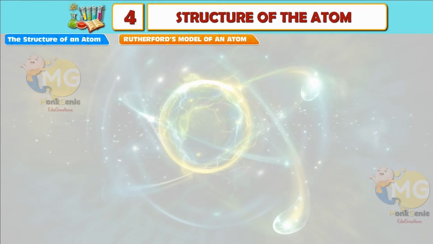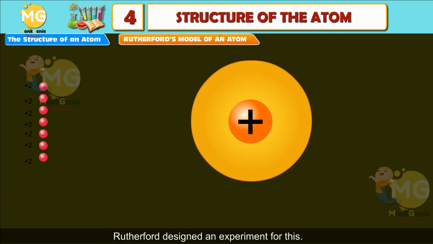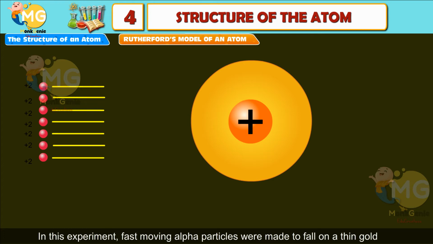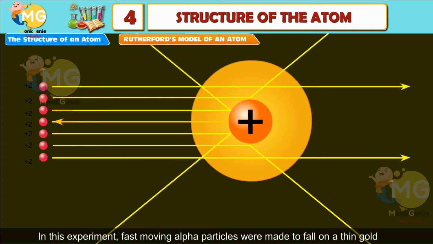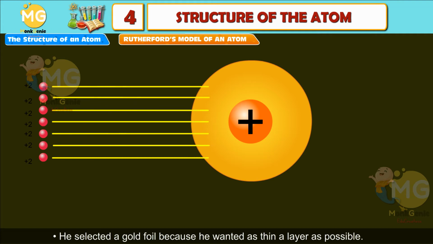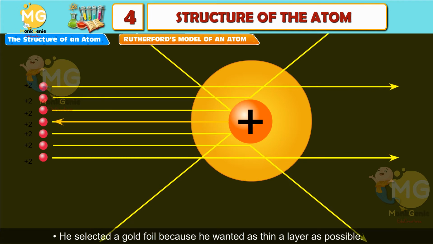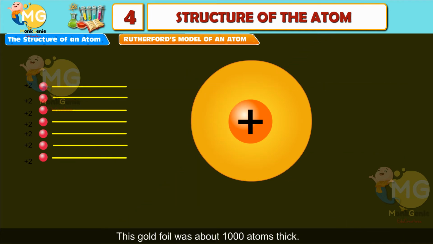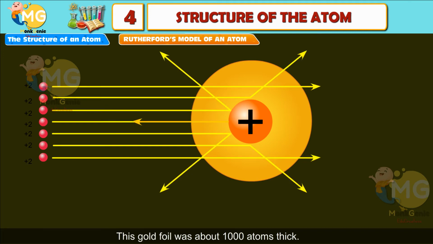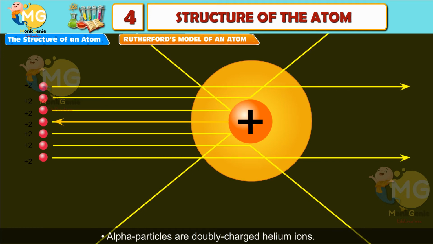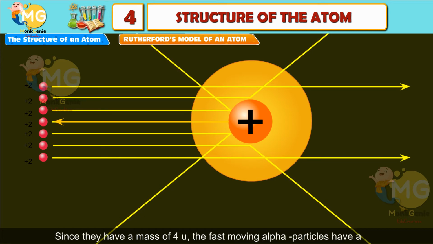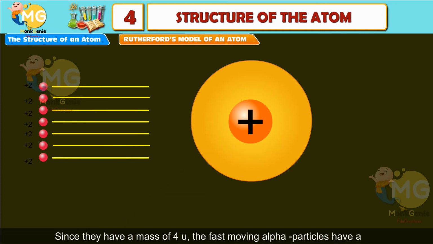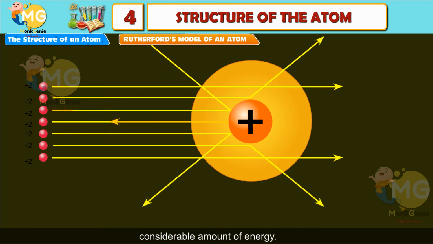Rutherford's model of an atom. Rutherford designed an experiment for this. In this experiment, fast-moving alpha particles were made to fall on a thin gold foil. He selected a gold foil because he wanted as thin a layer as possible. This gold foil was about 1000 atoms thick. Alpha particles are doubly charged helium ions. Since they have a mass of 4 u, the fast-moving alpha particles have a considerable amount of energy.